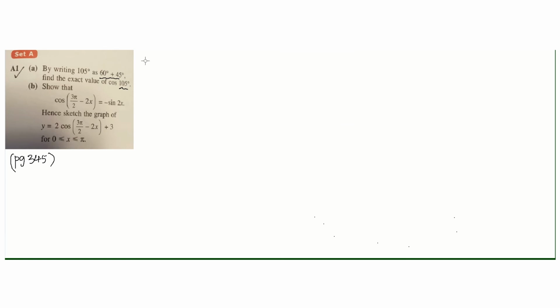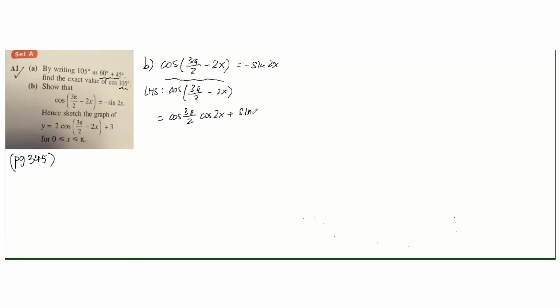Okay, next, moving on to part B. Over here we have cosine of 3 pi over 2 minus 2x. You're supposed to show this. I'm not sure if you guys can remember, but this is a typical proving identity question. So you need to choose one side and work towards the other side. In this case, I would suggest that we choose from the left hand side. So this is how I represent cosine of 3 pi over 2 minus 2x. Apply my addition formula. This is what you should get. Sorry, there should be a plus.